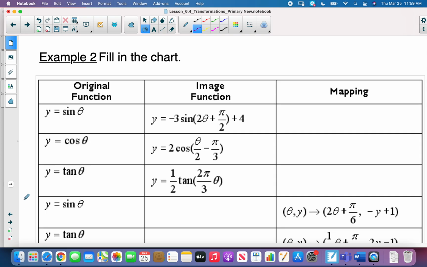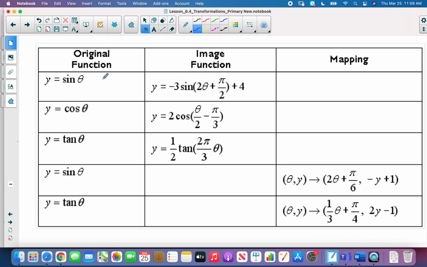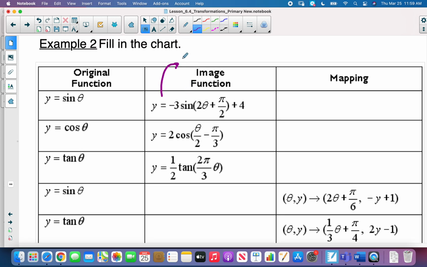So we're going to fill in the chart here for some functions just to practice the mapping and what they look like. For example, if you had y equals sine theta and these transformations happen to it, what is the mapping going to look like? When I see this, I notice that the 2 is not factored out, so I need to do some work before I can get the answer. I need to rewrite this by factoring the 2 out. So that's y equals -3 sine of 2 times (theta plus pi over 4) plus 4, because 2 times pi over 4 gives me pi over 2. Now I can clearly see all the changes.